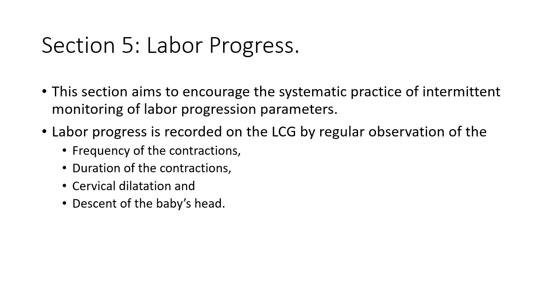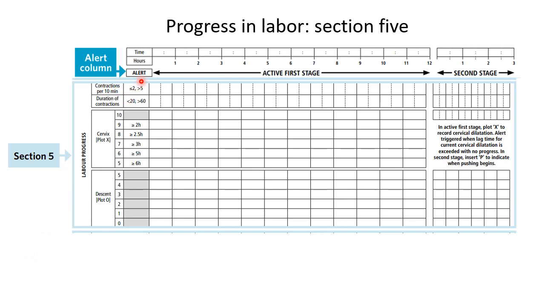Section 5 documents the progress of labor, and this section aims to encourage the systematic practice of the intermittent monitoring of labor progression and parameters. The frequency of contraction, duration of contraction, cervical dilatation, and descent of the fetal or the baby's head is documented. This section shows the partogram for recording of progress in labor.